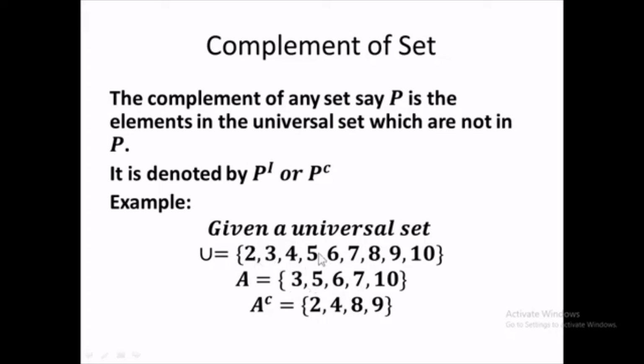Those elements that are in the universal set but are not in set A are the complement of set A. 3 is here, 5 is here, 6 is here, 7 is here, 10 is here. But you agree with me that there's no 2 here, and 2 is in the universal set, so you write 2. 4 is not here, but 4 is in the universal set, you write 4. 8 is not here, you write 8. Then 9 is in the universal set, but it's not here, you write 9. So the complement of set A is 2, 4, 8, 9.